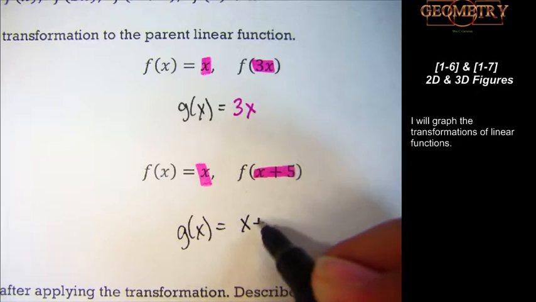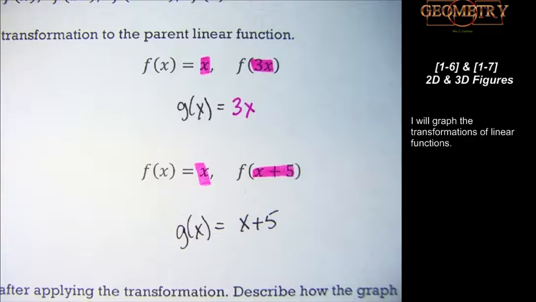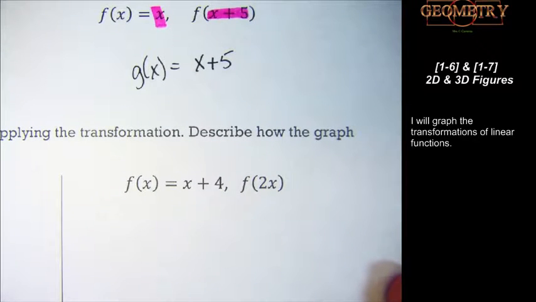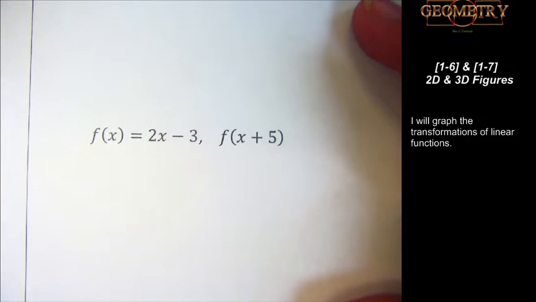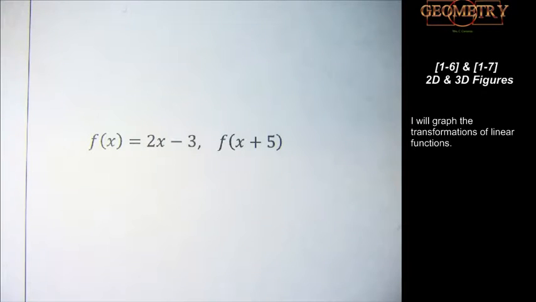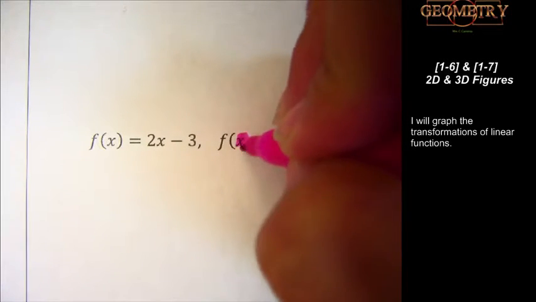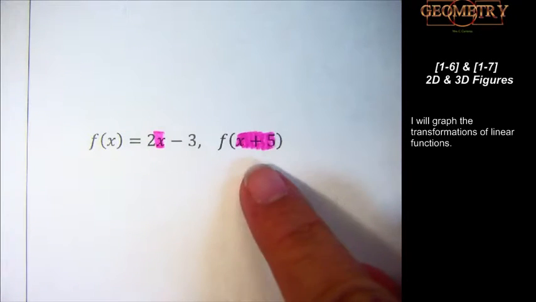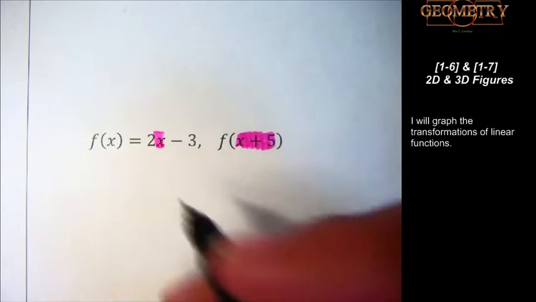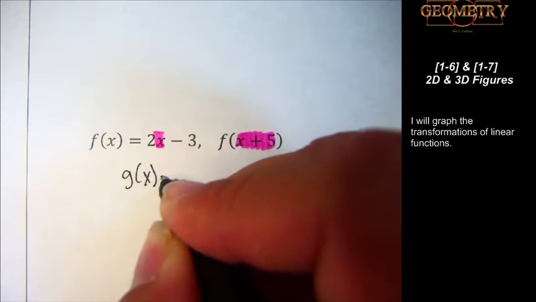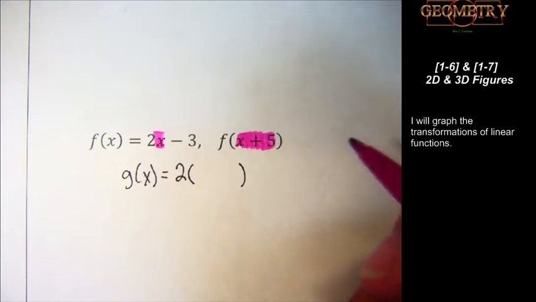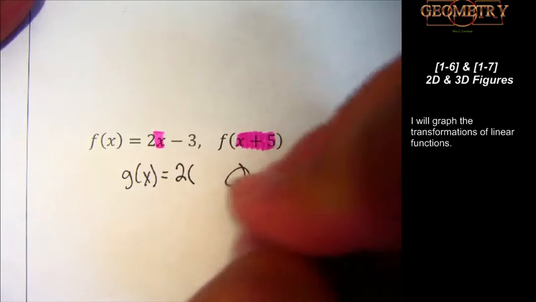Yes, ma'am. It's going to be g of x equals x plus 5. Very nicely done. The only way this can get complicated is if I do something like this one. Okay, same idea. I'm messing with the input. That means everywhere I see an x, I'm going to put that. Okay? And so g of x, my transformed function, is going to be 2 times whatever f of x was. Oh, wait. I got confused.